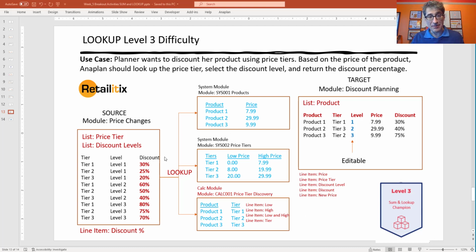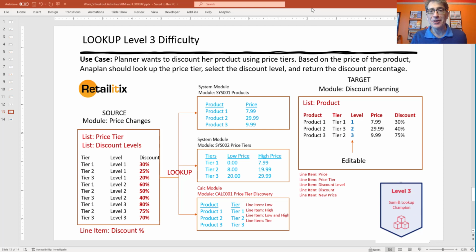So what we've done here is we've set up the use case. This will serve as our model schema here. And what we want to do over here, just like I have right here, is we want to buy product, allow the user to enter the level of the discount that they want, have Anaplan look up the price of that product, then go look up to see what price tier it belongs to, and then return the discount percent. All right, so that's what we're gonna try to do today. And if we do it, we're gonna earn this lovely level 3 sum and lookup champion badge.